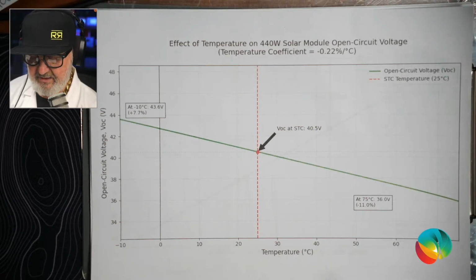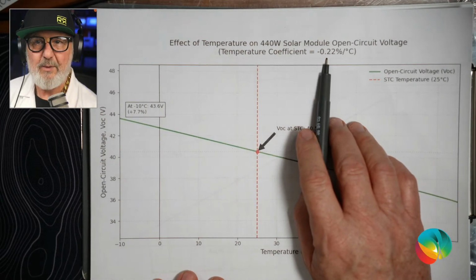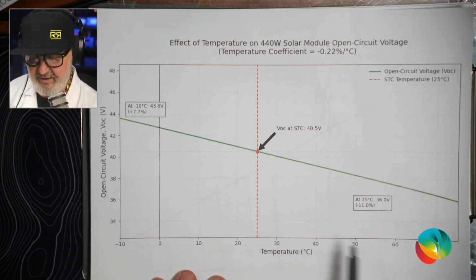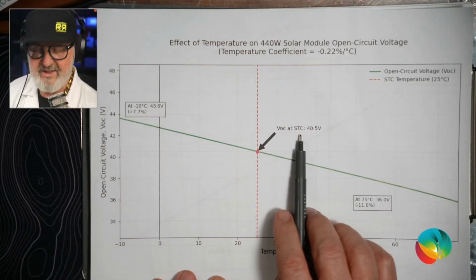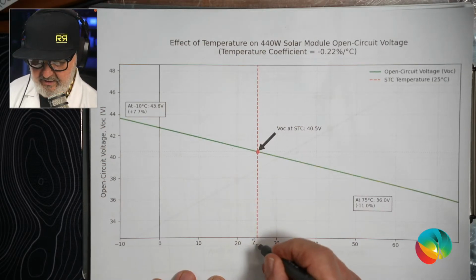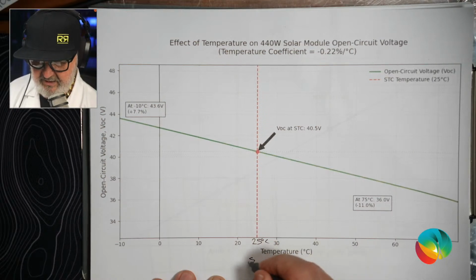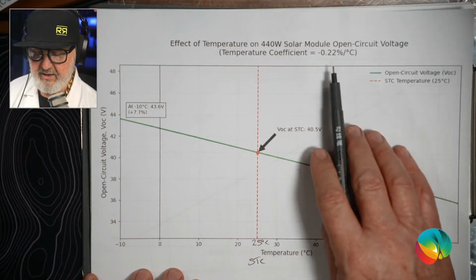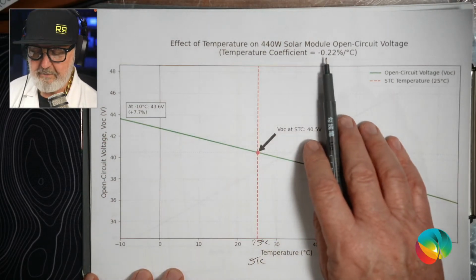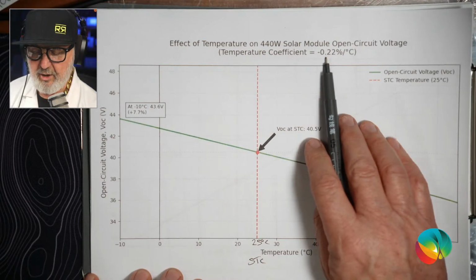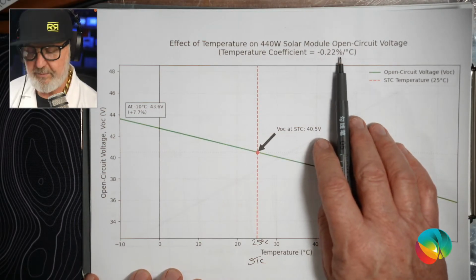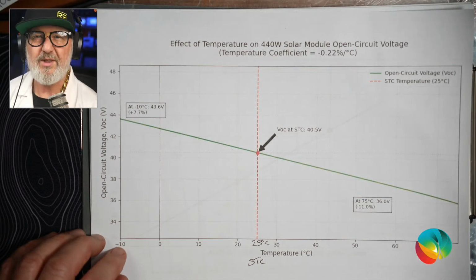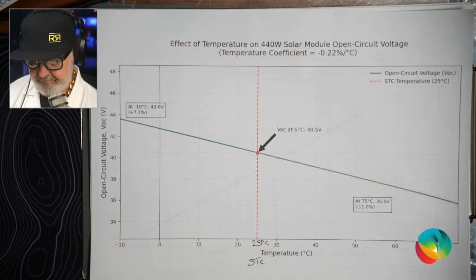In this case, it's also a negative coefficient, but now we're worried not about a hot day, we're worried about a cold day. Because on a cold day, you'll go above the STC, above the 25 degree test temperature. So there's our standard test conditions. For this module, the ICOs by the way, I remember doing this one, they have a temperature coefficient of open circuit voltage of 0.22% per degree C. And what we need to know is how cold is it? What's the coldest possible operating temperature?